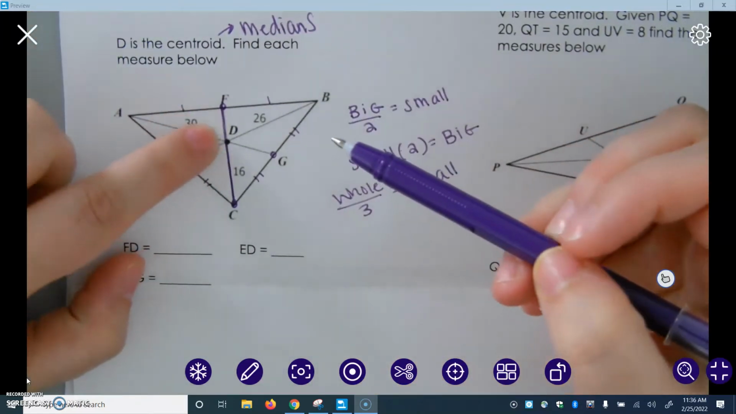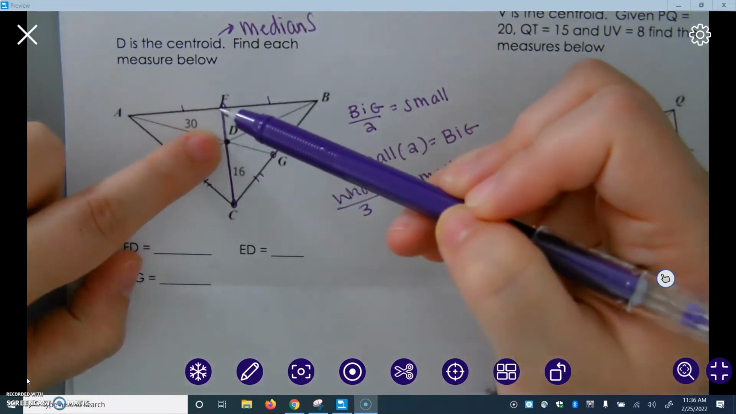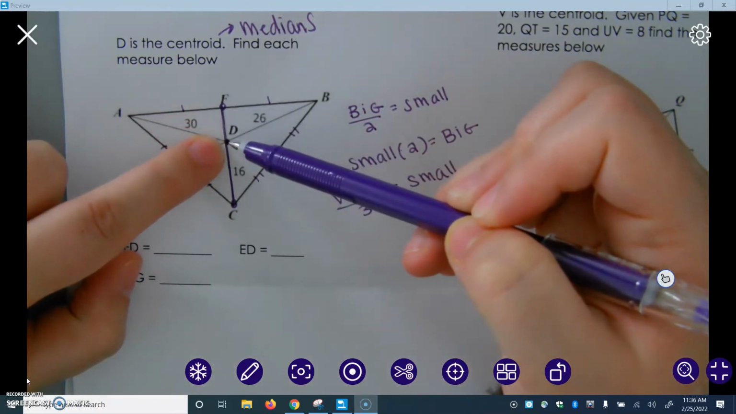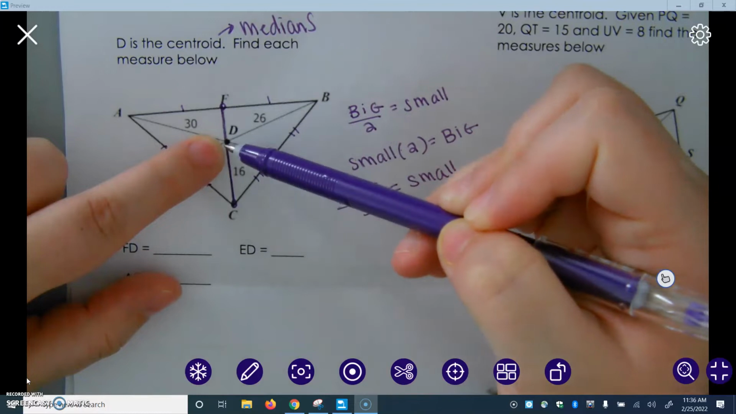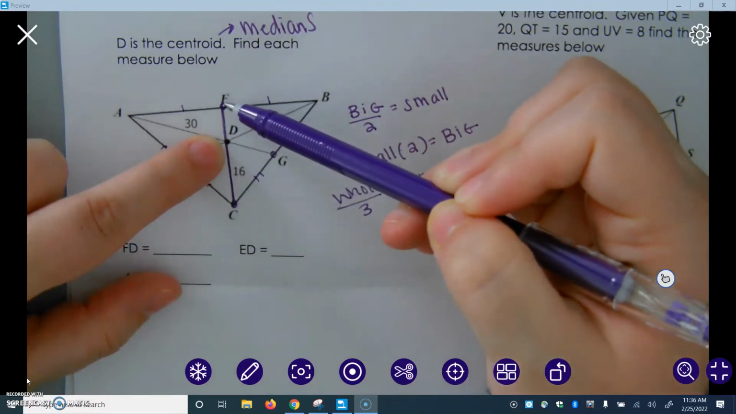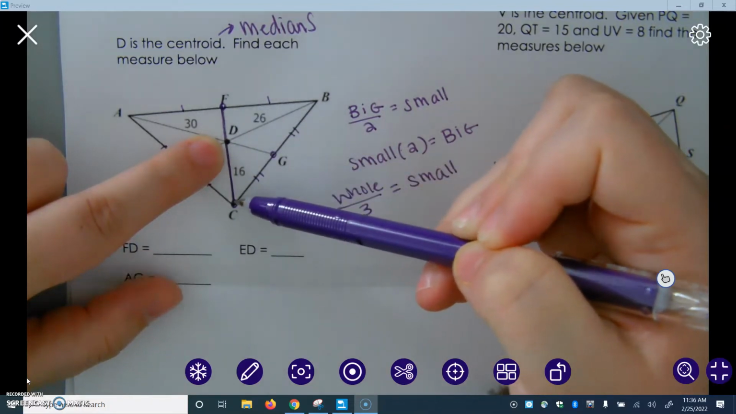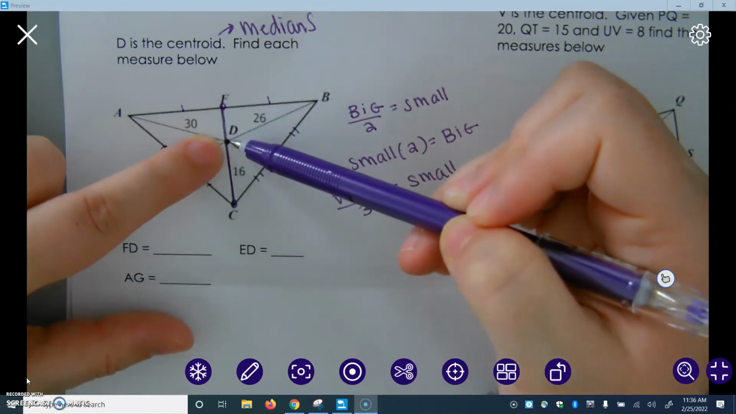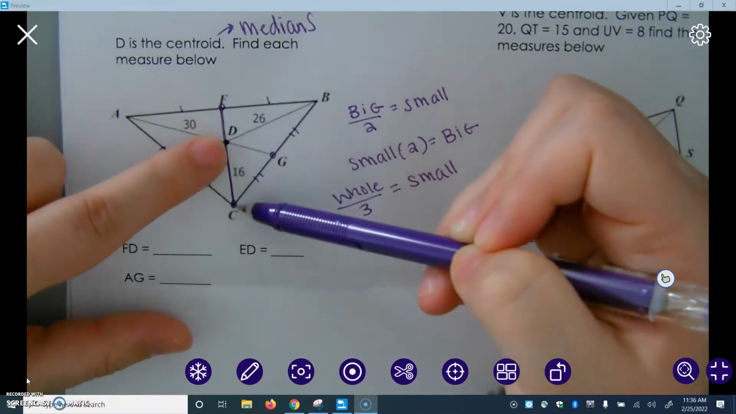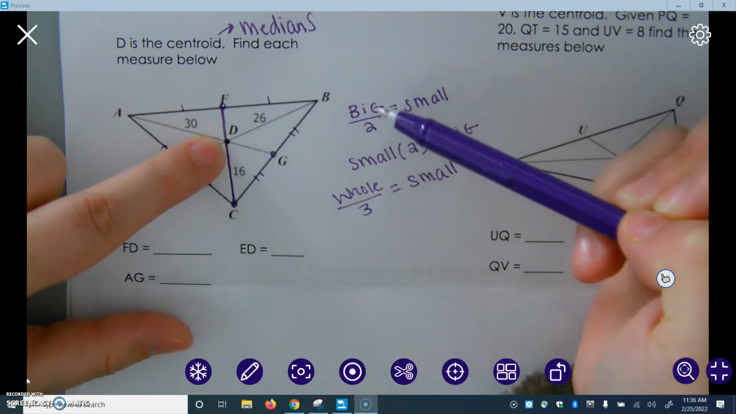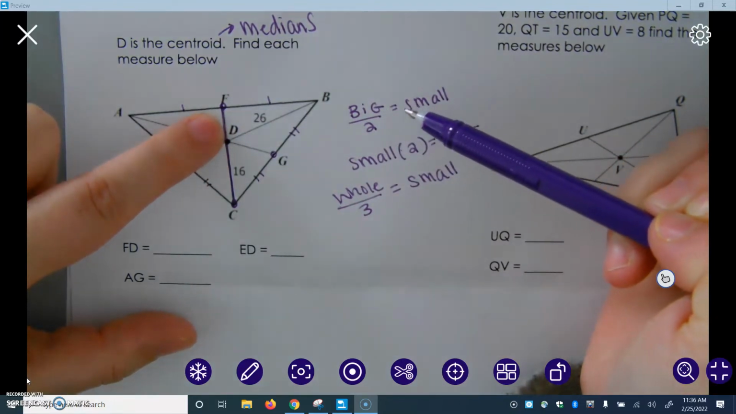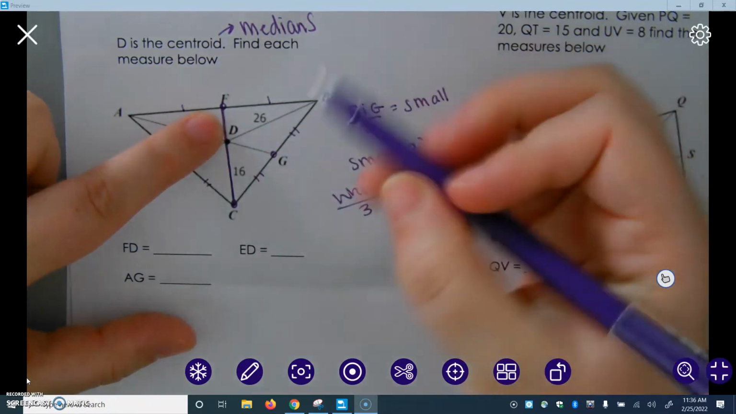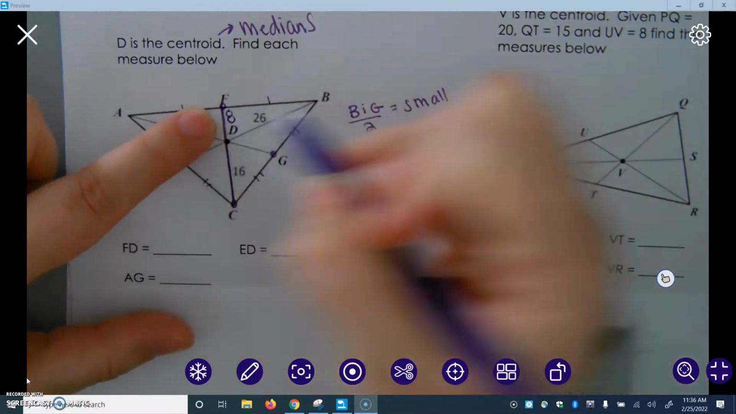So you should be able to visually see between F and D is a lot smaller than between D and C. The whole thing would be from F all the way to C. So from D to C is the big piece. So the big piece divided by 2 will give me that smaller piece. So 16 divided by 2 is 8.